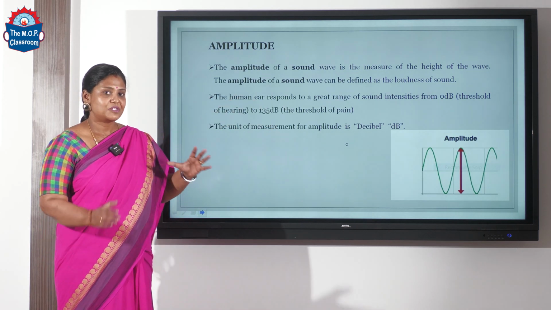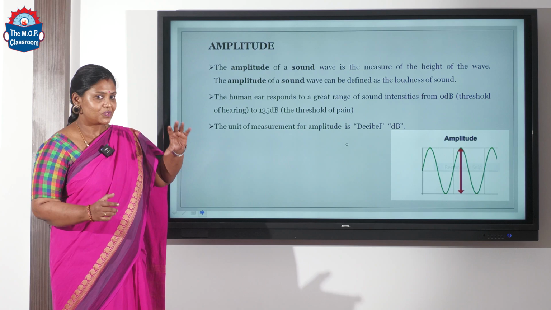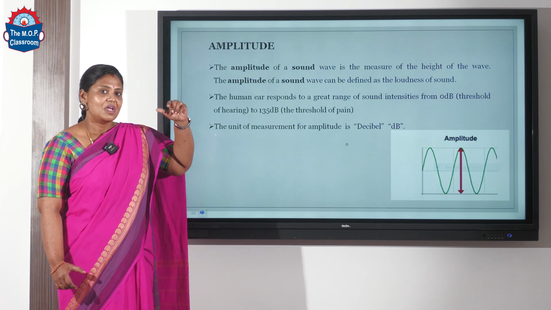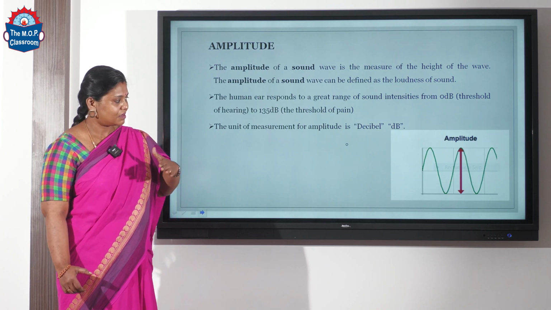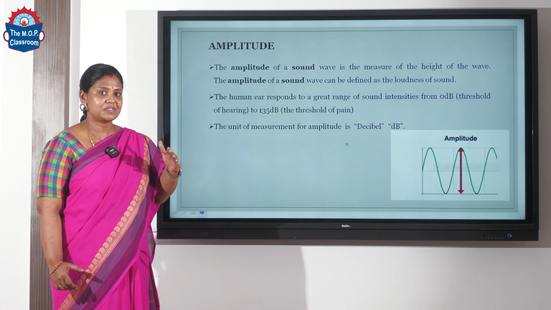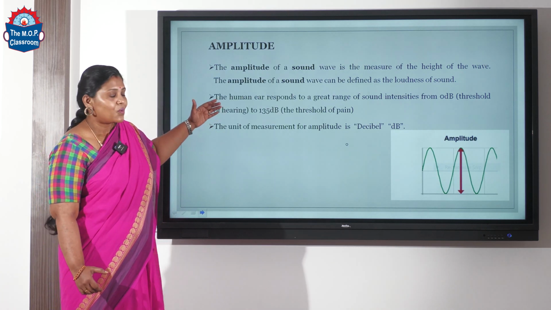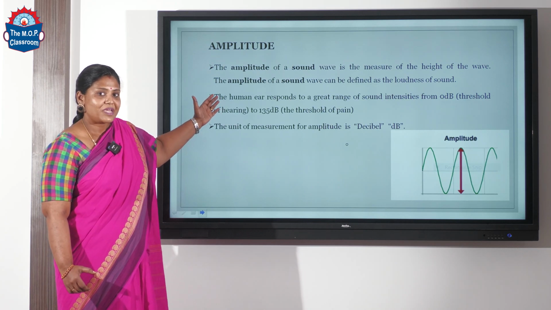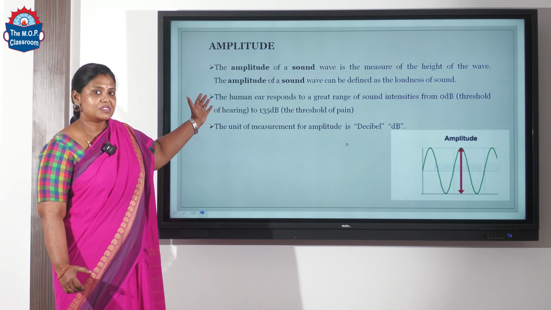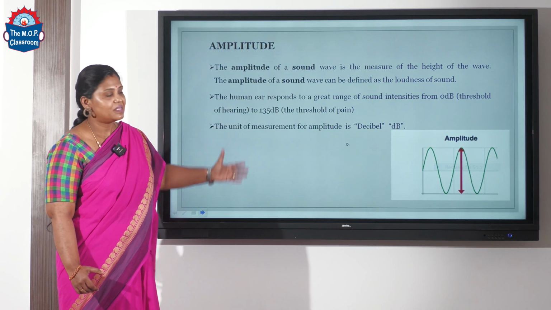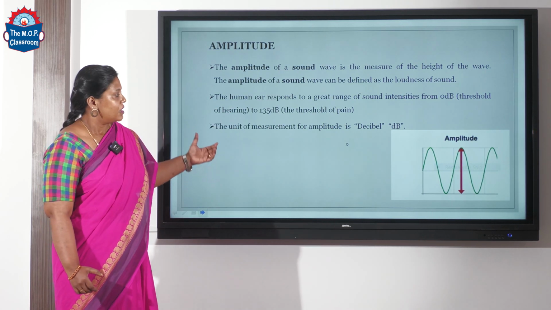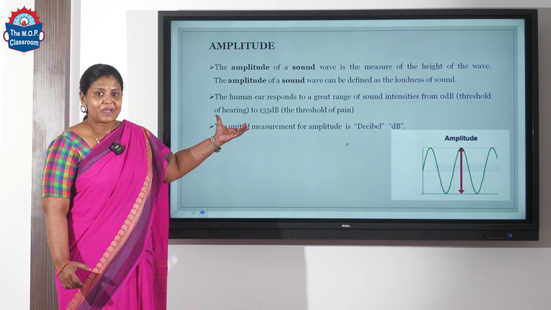So wavelength is said to be the size of the wave and amplitude is said to be the height of the wave. The top of the wave is referred to as the crest and the down portion of the wave is referred to as the trough. The measurement of amplitude is always in units called decibels, indicated by dB.